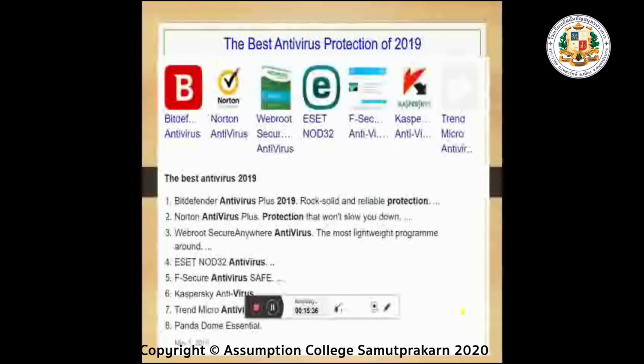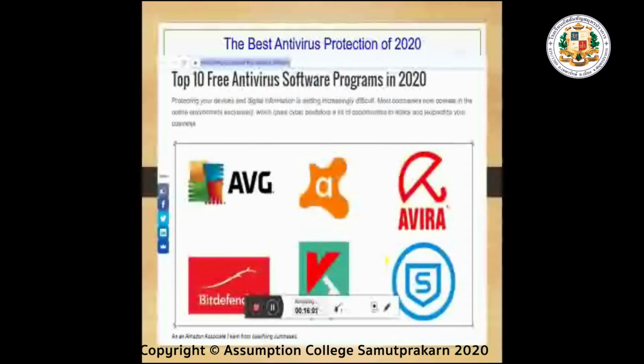And from last year, 2019, here is the list of best antivirus protection that you can install. Number one is Bitdefender, and then Norton Antivirus, Webroot, and many more. You can search and compare what's the best antivirus that you can install on your computer for protection. And for this year, 2020, here are also other free antivirus software programs.